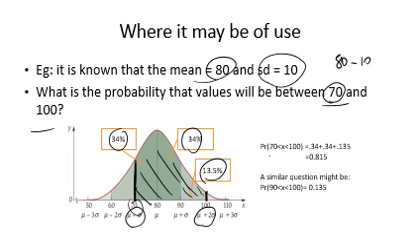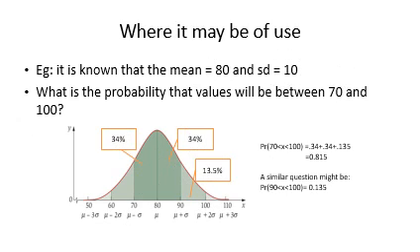0.815. Similar question might be, I'll just rub this out here, if we wanted to find out the area between 90 and 100. So here's 90, here's 100, and we can see just by looking at that the answer is going to be 13.5%.